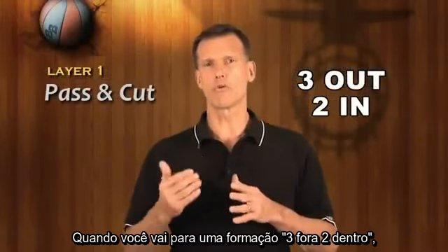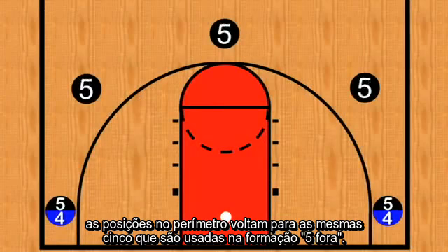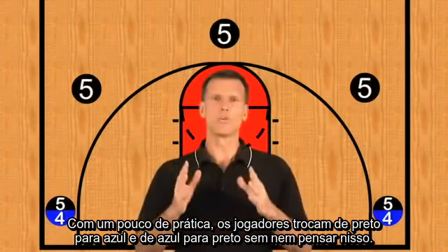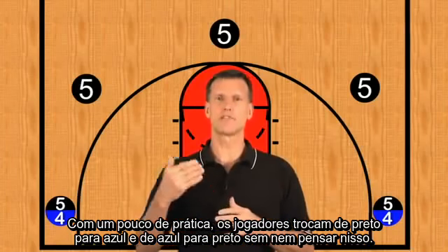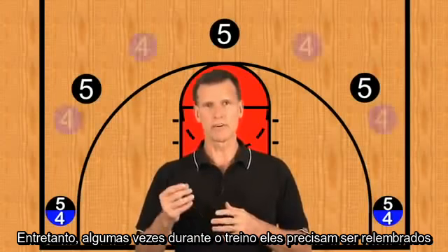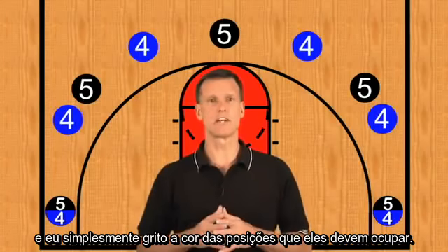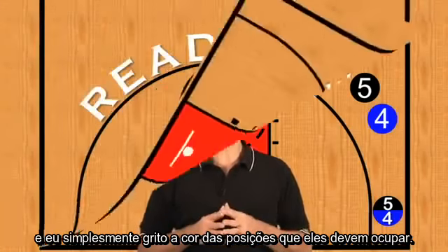When you go to a 3-out, 2-in formation, the perimeter spots change back to the same 5 spots that are used in the 5-out formation. With a little practice, players change from black to blue and blue to black without thinking about it. However, sometimes in training they have to be reminded, and I simply yell out the color of the spots that they should be using.